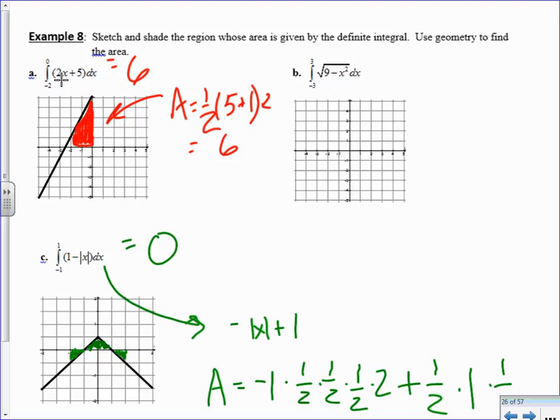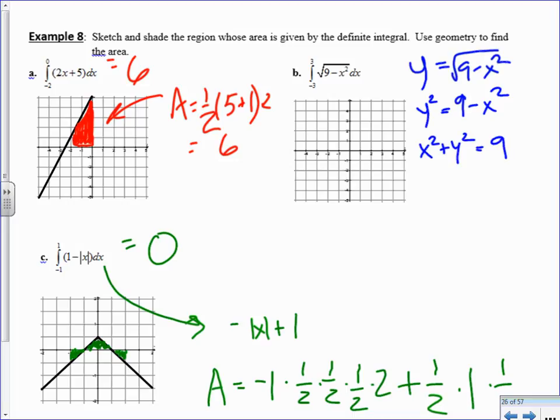Like in the first one, 2x minus 5, what we really had was we were graphing the equation y equals 2x minus 5. So here in this one with the square root, we're really graphing the equation y equals square root of 9 minus x squared. Now I'm going to do a little fancy algebra, square both sides. So I've got y squared equals 9 minus x squared. And then I'm going to add the x squared to both sides. So x squared plus y squared equals 9.